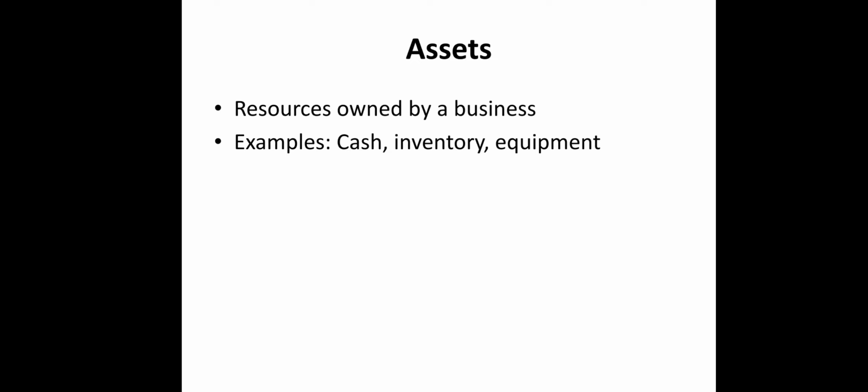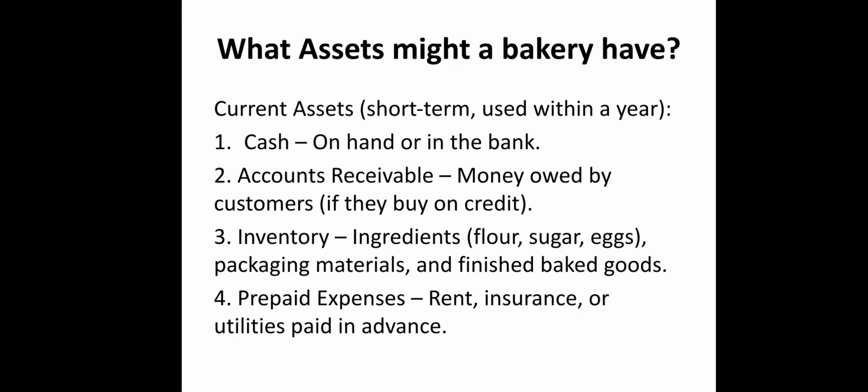Assets. They are the resources that bring value to the business. This includes cash, inventory, buildings, vehicles, and even trademarks. In a bakery, think about flour, oven. So assets can be short term or long term. Short term assets are called current assets, and long term assets are non-current assets. Now the question, for example: what assets might a bakery have?